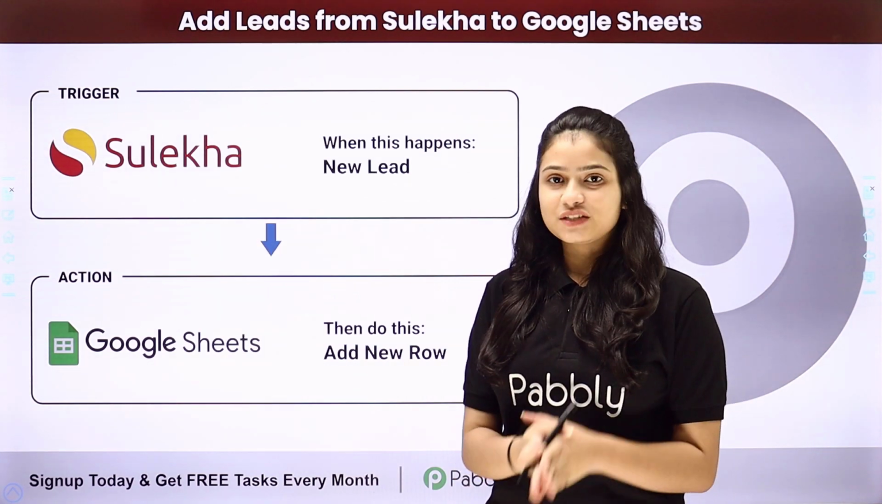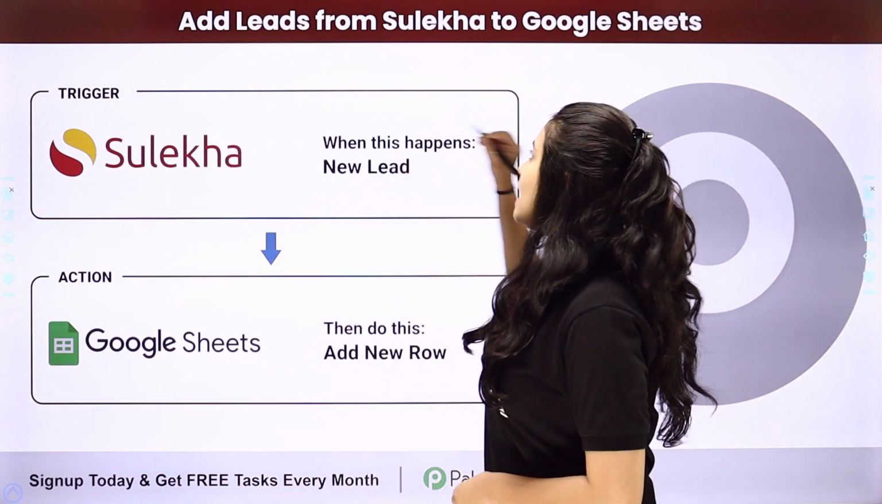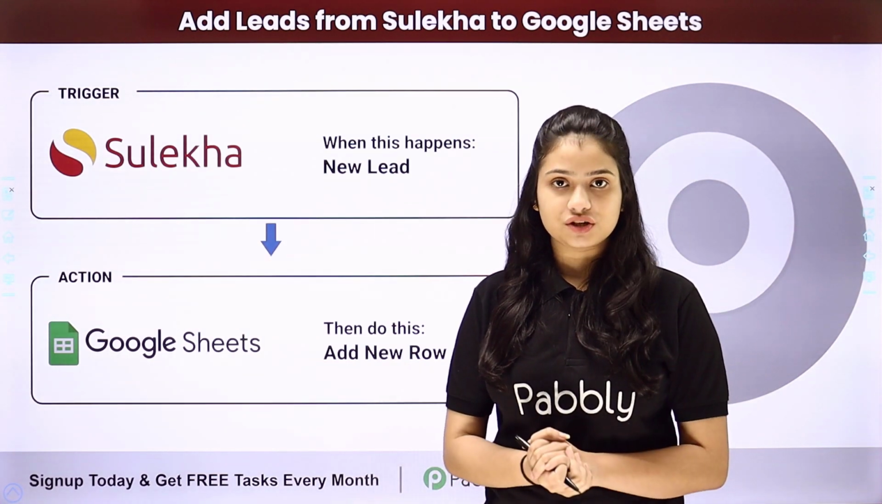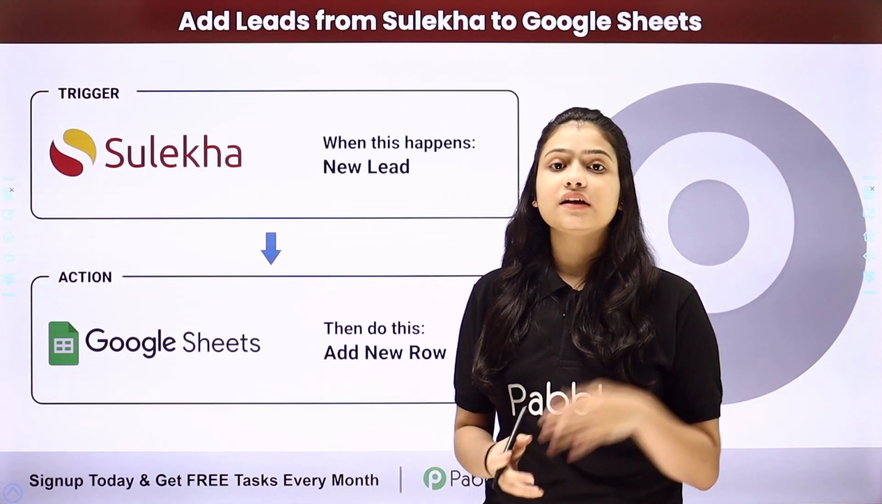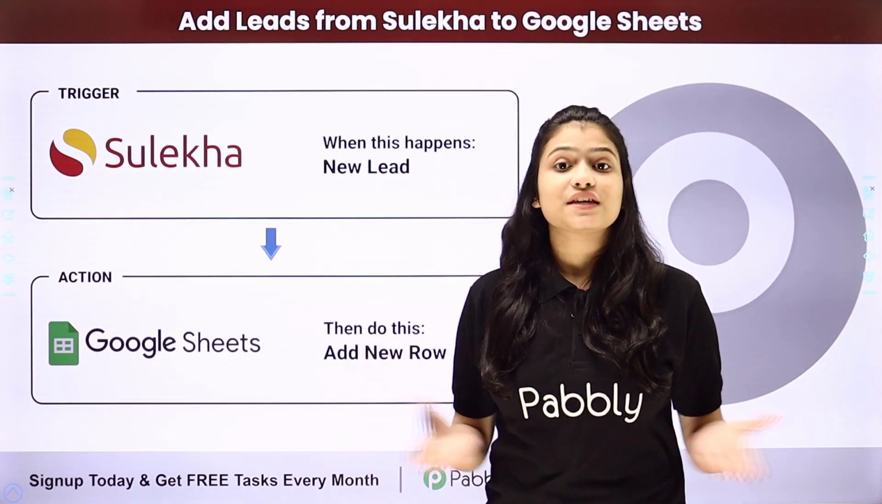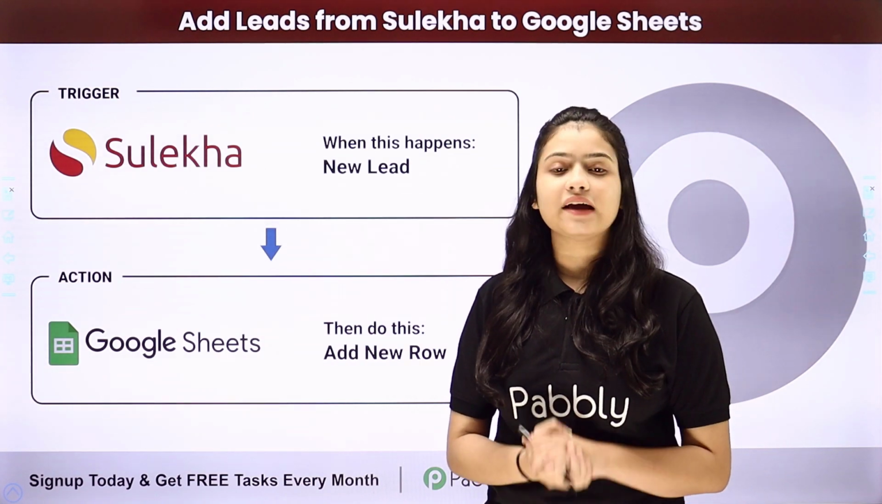Hello everyone, in this video we are going to learn how to add leads from Sulekha to Google Sheets. I want that whenever a new lead is generated through Sulekha, automatically the details of the same lead should be added in the form of a new row in my Google Sheets. So how we are going to do this process automatically and effortlessly?